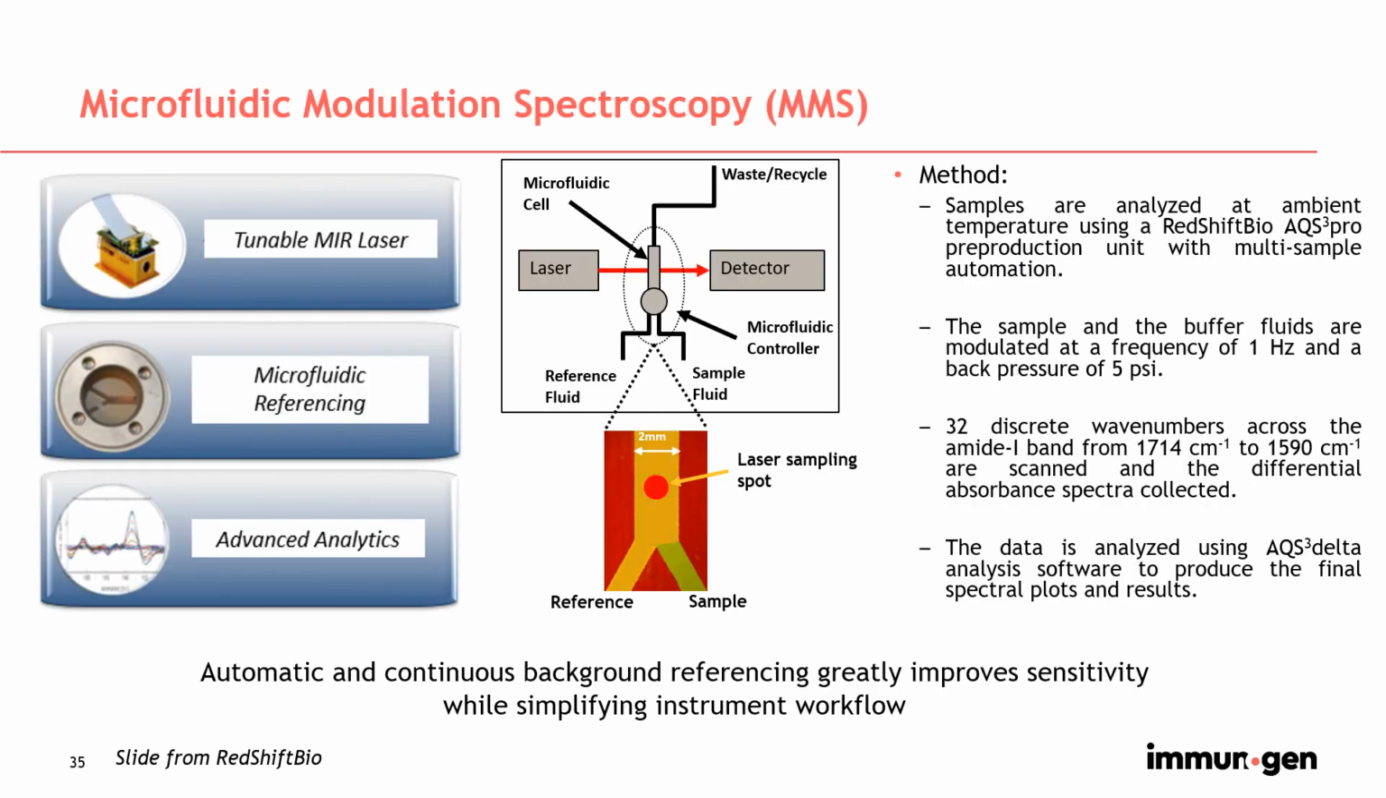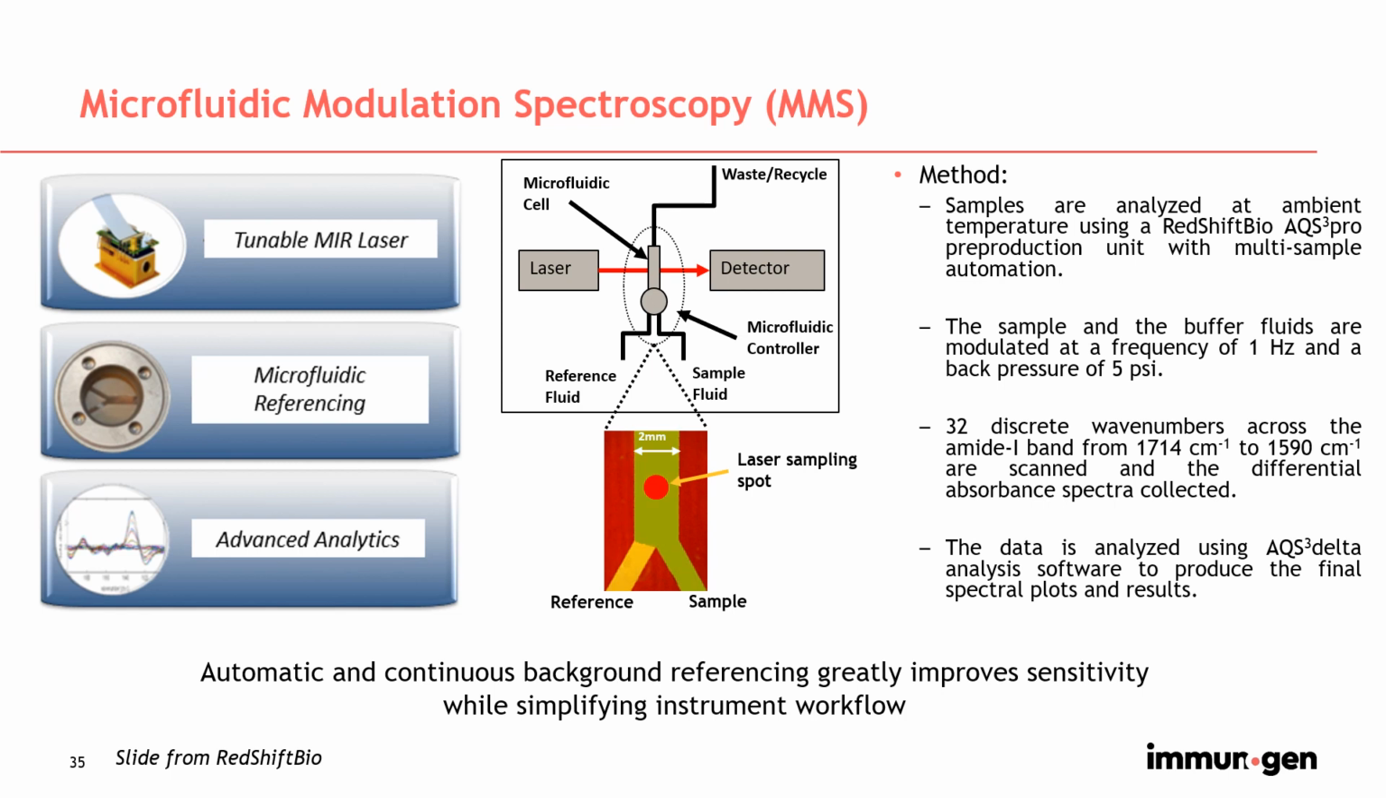MMS is a relatively new technique that makes it easier to exploit the inherent advantages of IR spectroscopy for measurements of secondary structure. At the heart of an MMS system is a modulating microfluidic flow cell that continuously switches between the sample and the reference streams.